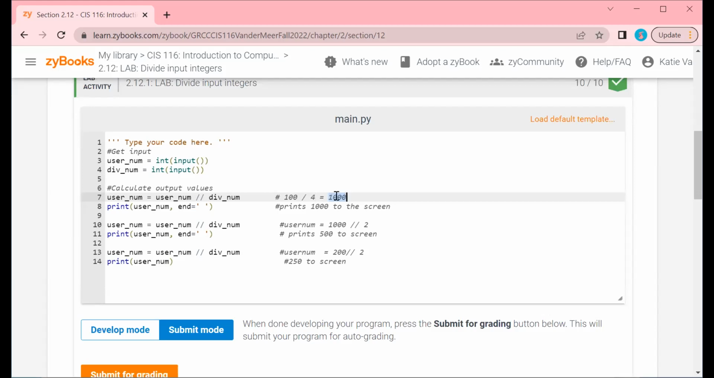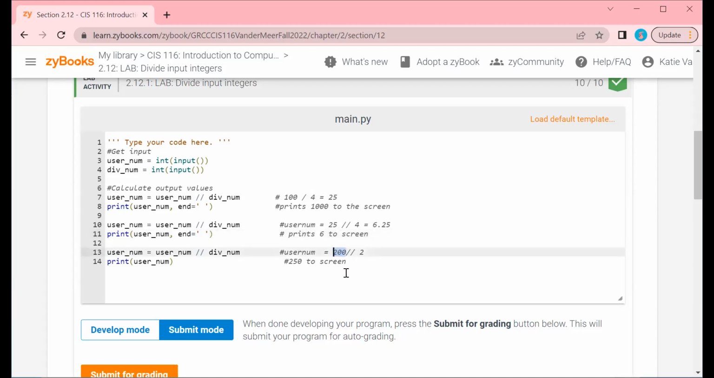So 100 divided by 4 is 25. Then we're going to say 25 floor 4. So 25 divided by 4 is equal to 6.25. And then what gets printed to this screen is 6. Because we use floor division, so it discards the decimal and anything after that.